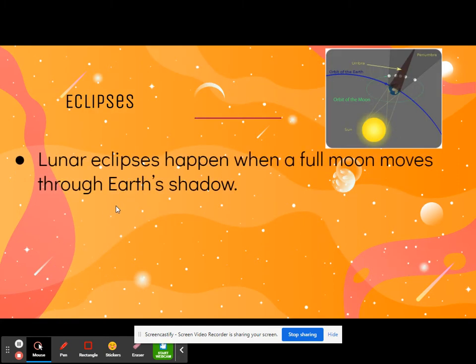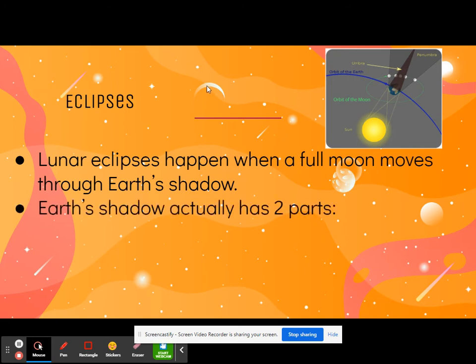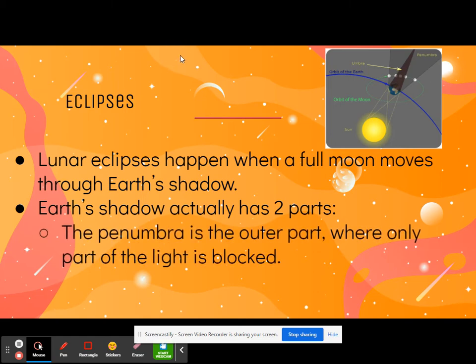The other side of that is a lunar eclipse. These happen when a full moon moves through Earth's shadow. So in this case, it would be the sun, Earth, and the moon, because it's going to be a full moon. The Earth's shadow actually has two parts. It's got a big part and then a little tiny part that's kind of cone shaped. Okay, the first one is called the penumbra. It's the outer part.